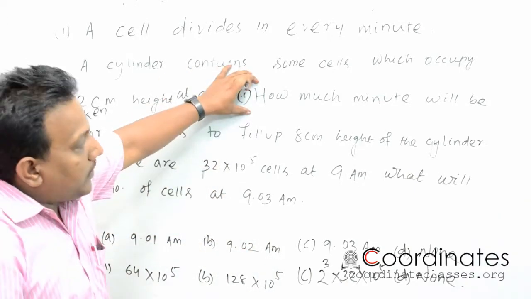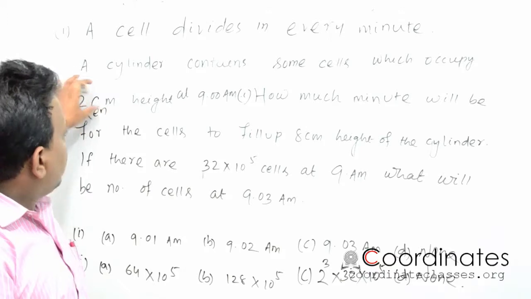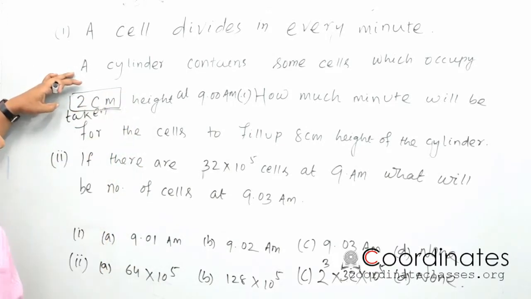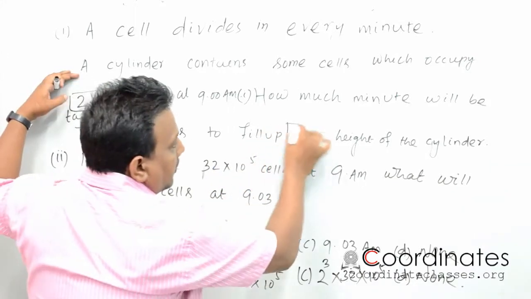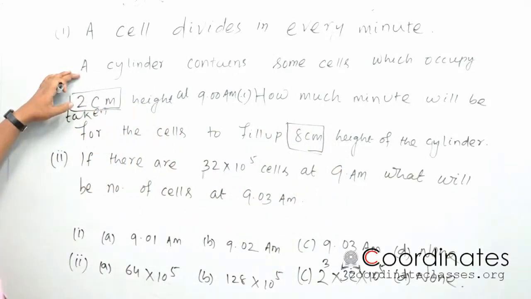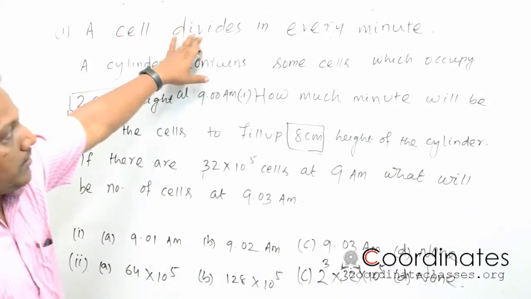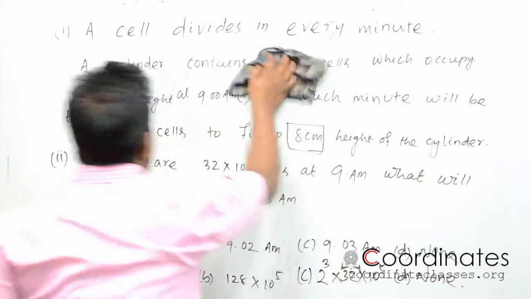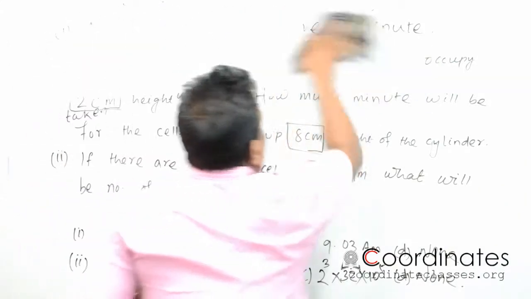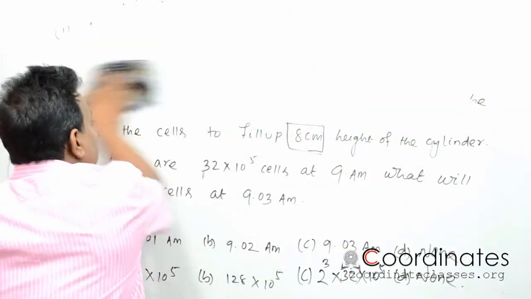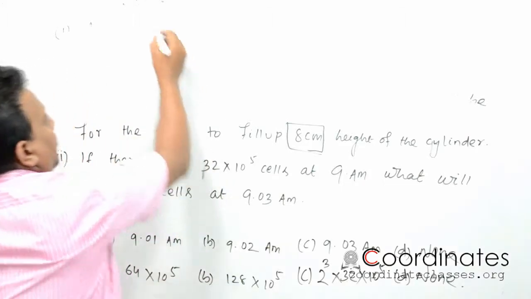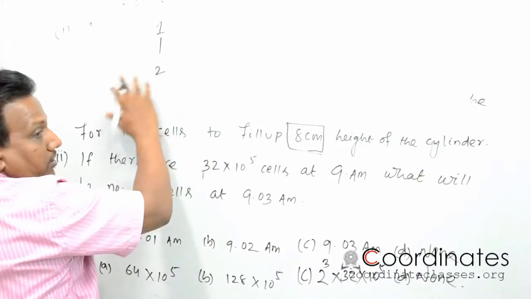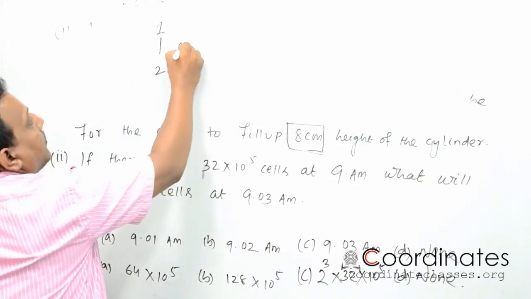Now the answer to the first question. This height is how much centimeter? 2 cm. Now in this question, what is the height? It is 8 cm. Now the cell divides in every 1 minute. Suppose there is one cell in the cylinder. Now after 1 minute, what will be the number of cells? A cell divides in every minute means first one is 1, then the second one will be 2 cells, because it will divide, it will become 2, and this time period is 1 minute.